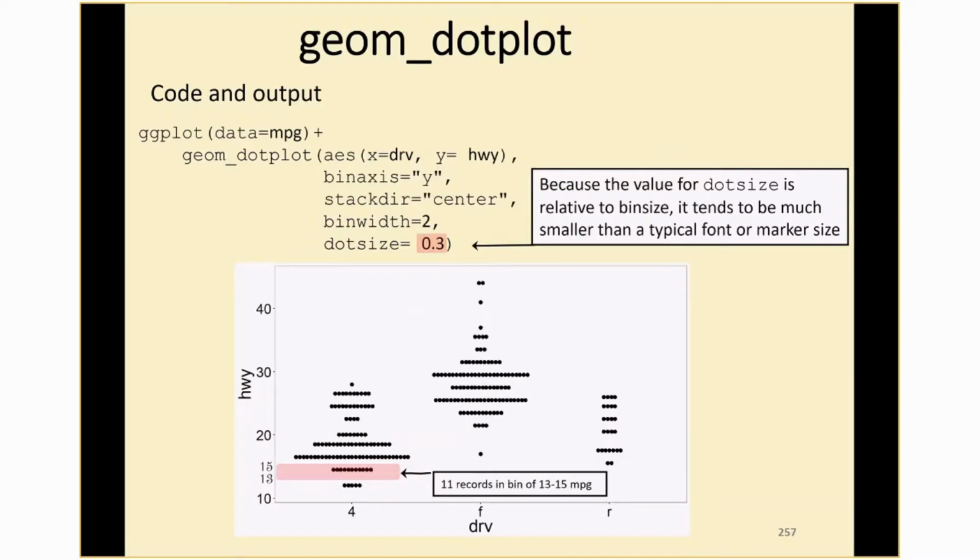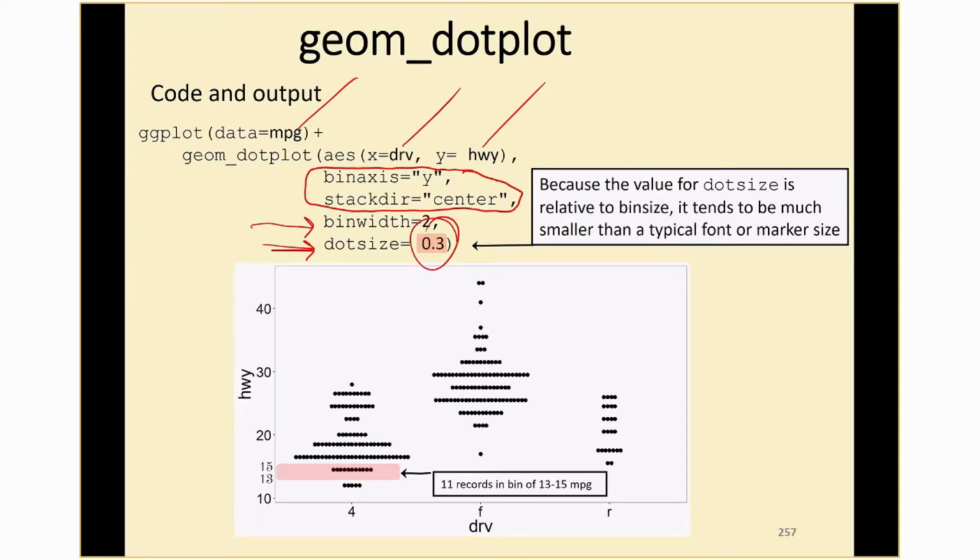So here's an example using the data frame mpg. Drive goes on the x-axis, highway mileage goes on the y-axis, and these two things here, as I said earlier, you put them in just like that in Courier, no change. The bin width, you can play around with that, and I've set the dot size to be equal to 0.3. Notice it's a fairly small number.